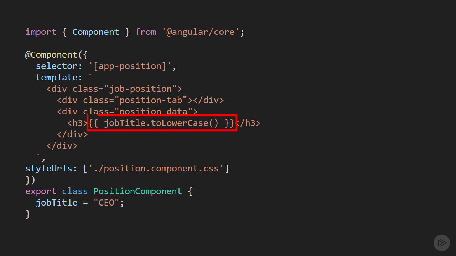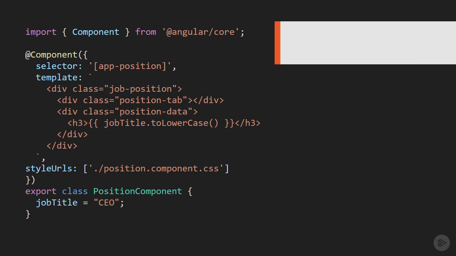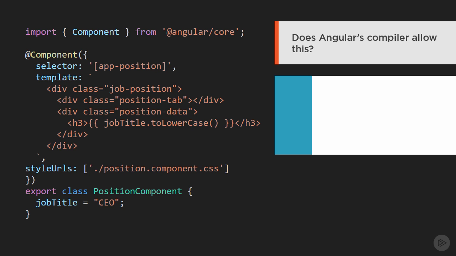And how about this example? Our expression is job title dot to lowercase. So we know job title is going to be set to CEO, but can we call a JavaScript string function on a string? Does Angular's compiler allow this? Yes, it does. We get the lowercase CEO.